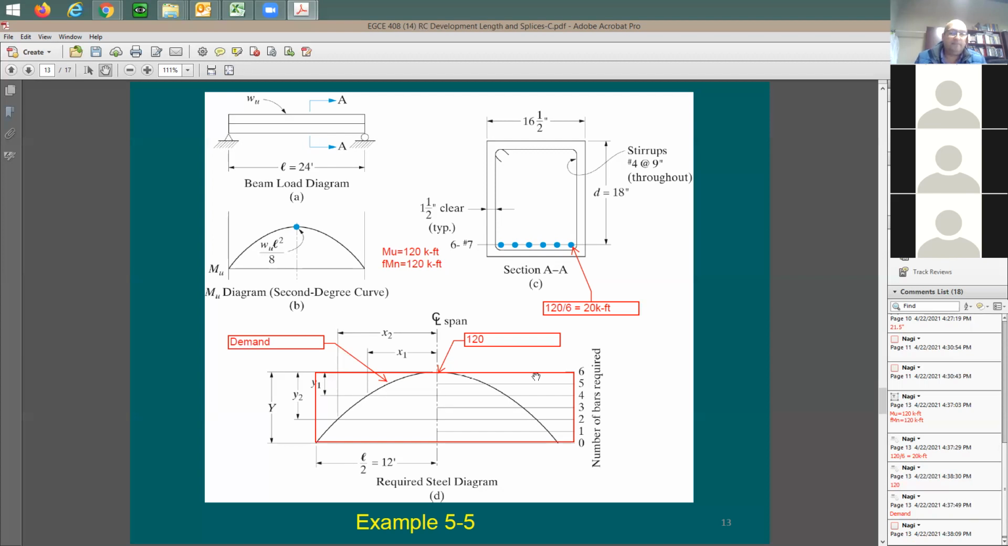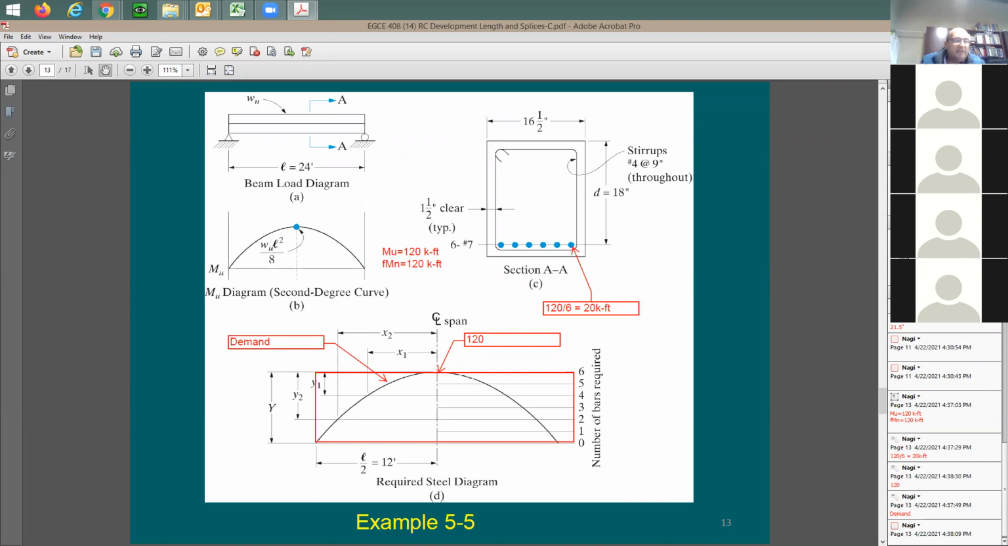Yes? No? Yes, makes sense. Okay. So this here represents each one of these segments, or height, or distance. This ordinate represents 20 kip-feet, which is the contribution of each one of those 3 bars.